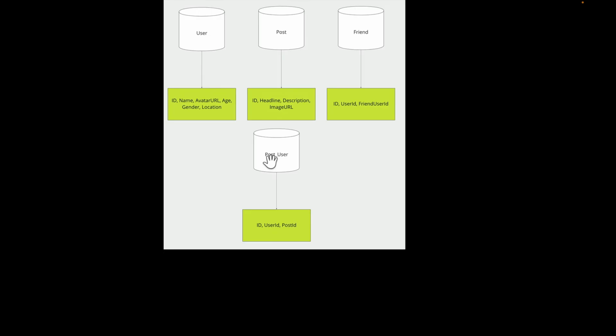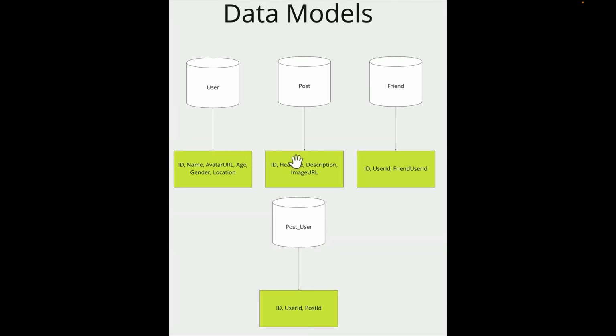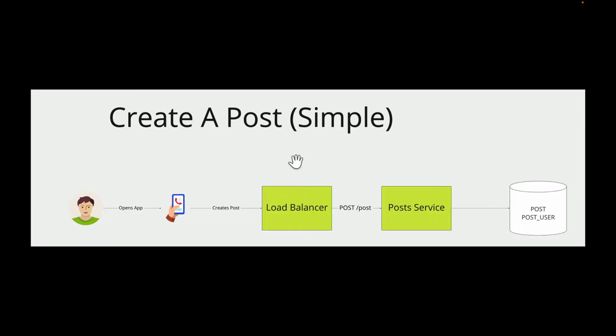Okay, so let me just make sure, yeah. So that's going to be the first end-to-end flow. Very simple. All we're introducing is a load balancer to distribute the request load between the different services. And then we have our first service, which is going to be the post service, talking to a MySQL database.